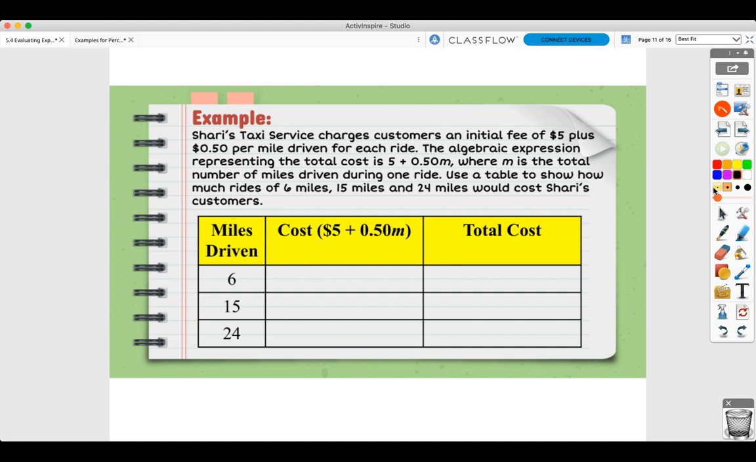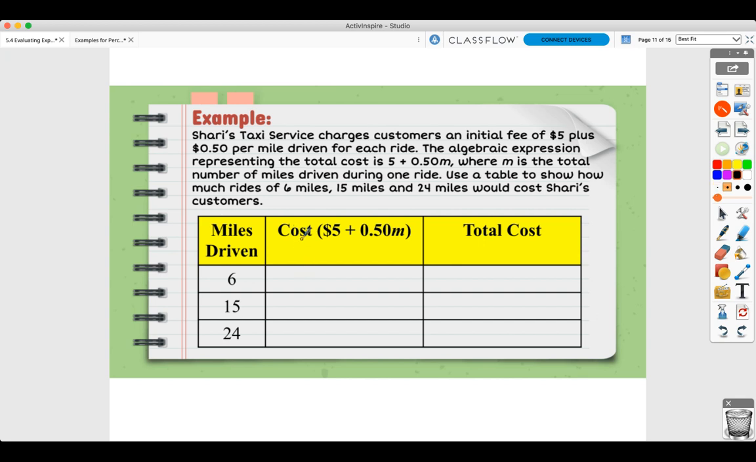Do a word problem now. Sherry's taxi service charges customers an initial fee of $5 plus 50 cents per mile driven for each ride. The algebraic expression representing the total cost is 5 plus 0.50m, where m is the total number of miles driven during one ride. Use a table to show how much rides of 6 miles, 15 miles, and 24 miles cost Sherry's customers.